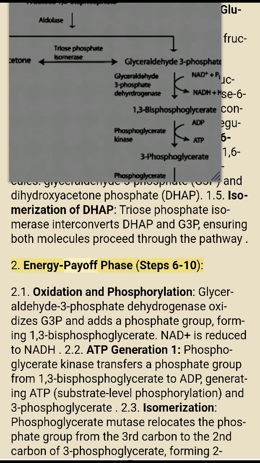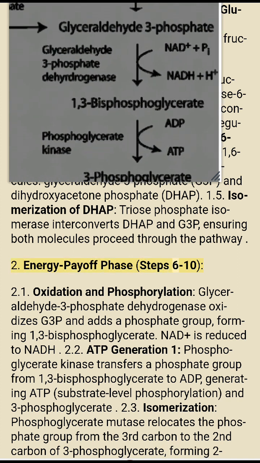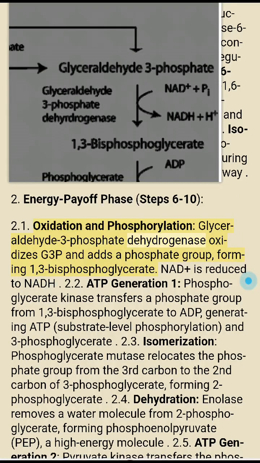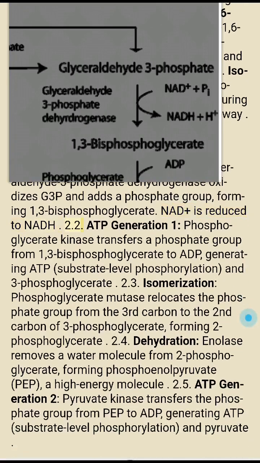2. Energy payoff phase, steps 6 to 10. 2.1. Oxidation and phosphorylation. Glyceraldehyde 3-phosphate dehydrogenase oxidizes G3P and adds a phosphate group, forming 1,3-bisphosphoglycerate. NAD+ is reduced to NADH.